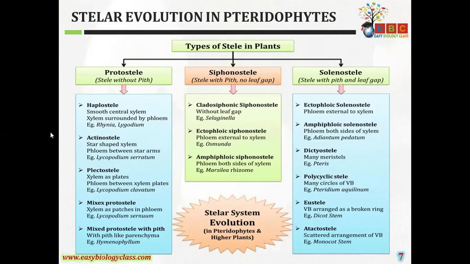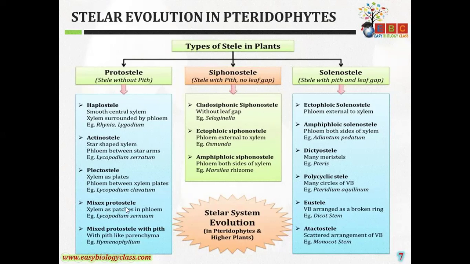In the haplostele, the xylem is going to be surrounded by the phloem. In actinostelic condition, the xylem is in the form of a star shape and the phloem will be present on the arms of this star-shaped xylem. So the best example for this actinostele condition is Lycopodium serratum. And plectostele, the xylem here will be in the form of plates, and between these xylem plates, we can see the presence of the phloem. So that condition is called plectostelic condition, and the example is Lycopodium clavatum.